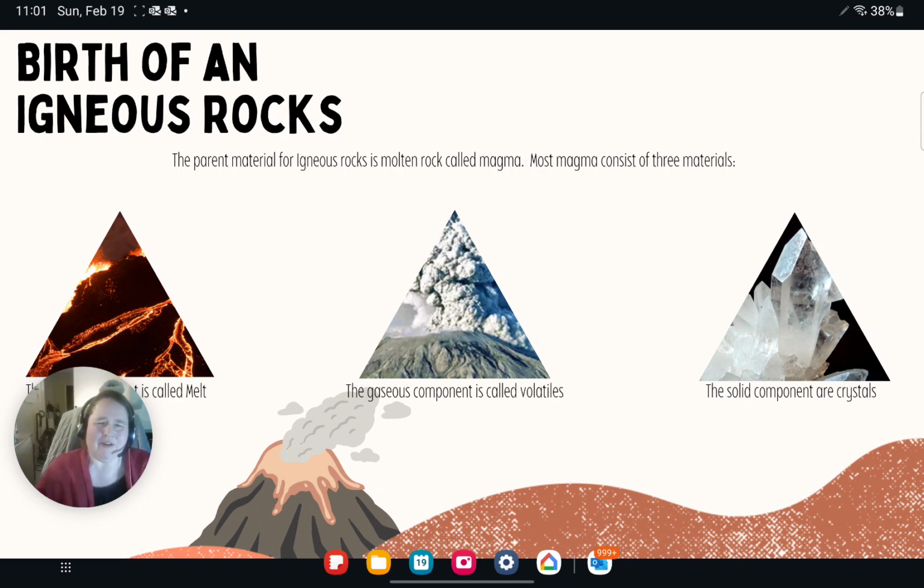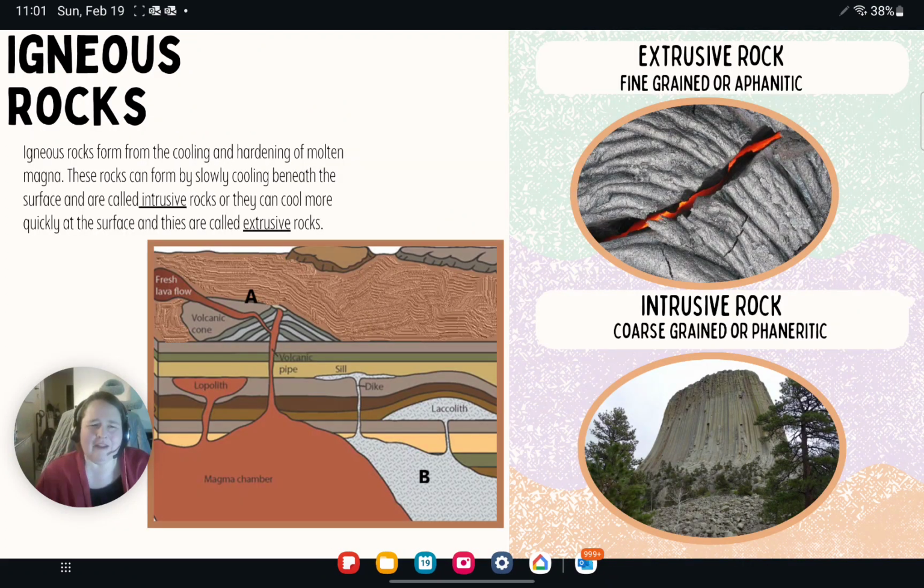The parent material for igneous rocks is molten rock called magma. Most magma consists of three materials. The liquid component is called melt, the gaseous component is called volatiles, and the solid components, if there are any, are crystals. The igneous rocks form from the cooling and hardening of molten magma.